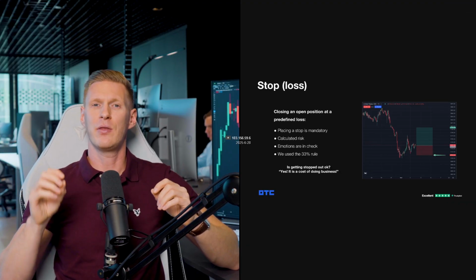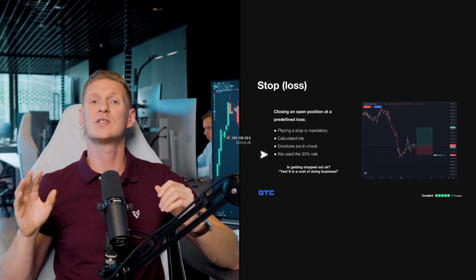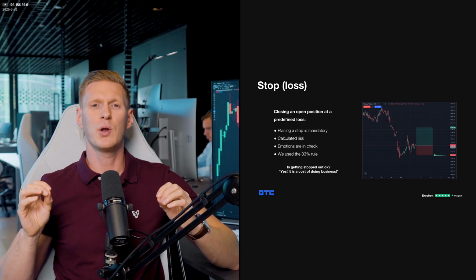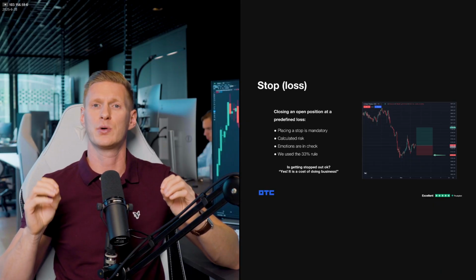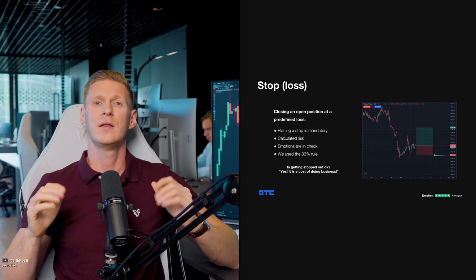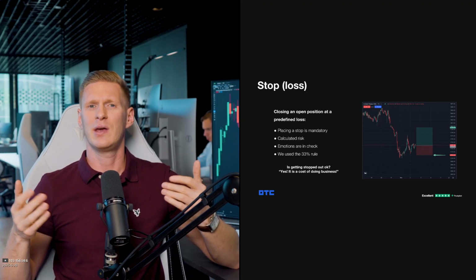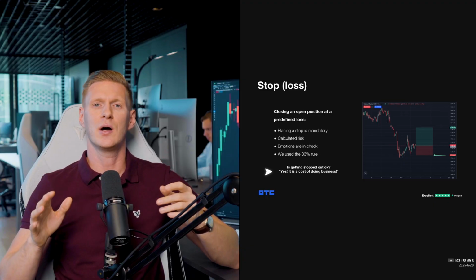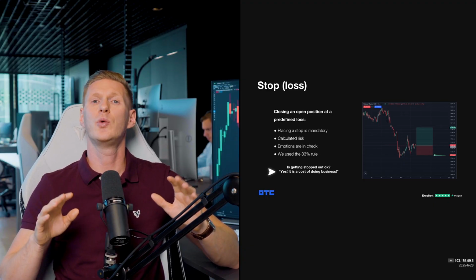That's why we apply the 33% rule for stop placement, meaning the stop loss is placed 33% of the width of the zone away from the distal line. Now, is getting stopped out a bad thing? Absolutely not. It's simply the cost of doing business.